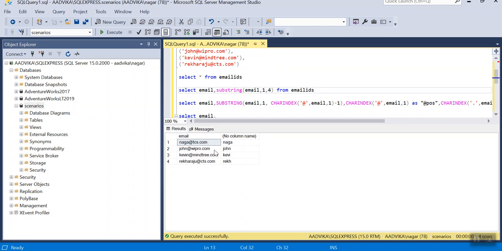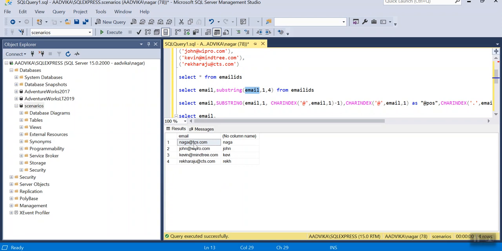Naga and John are coming out exactly, but Kevin has 5 characters and we specified only 4, so the N is missing. In Rekaraju some text is missing too. So we cannot hard code the substring. We have to dynamically understand the position of at the rate, and extract whatever text is present before it. That has to be the idea.